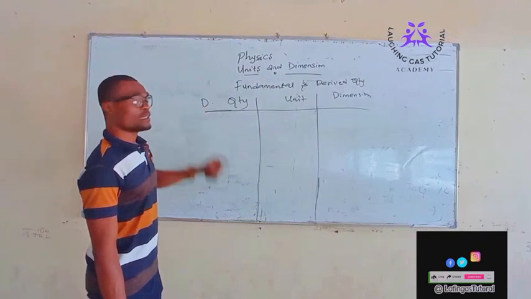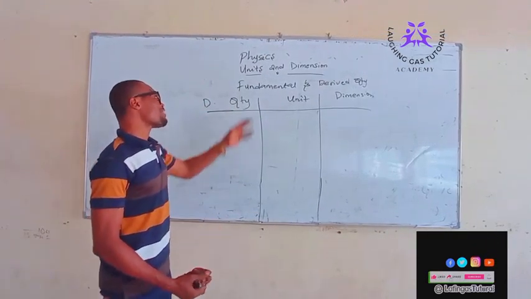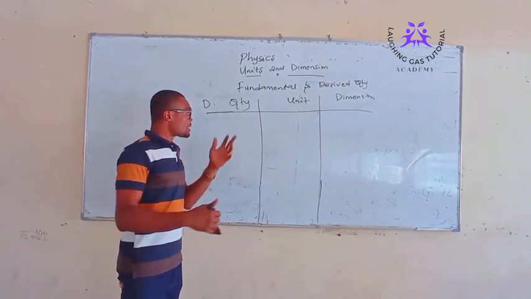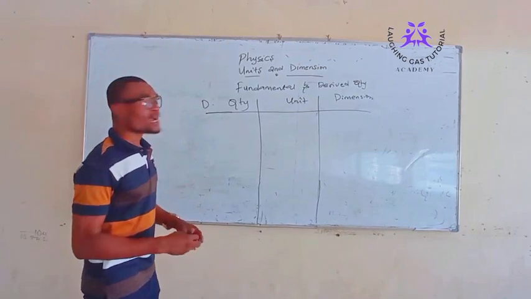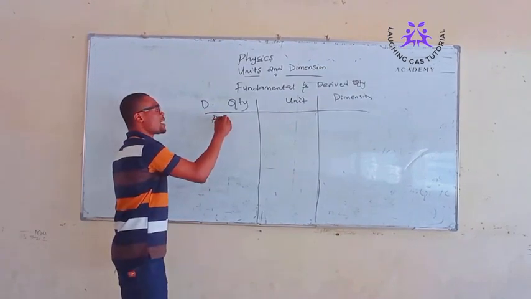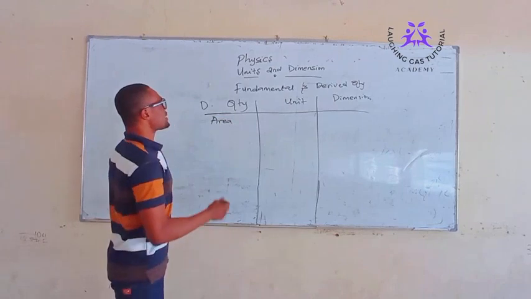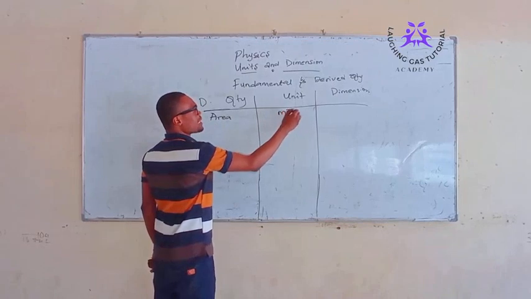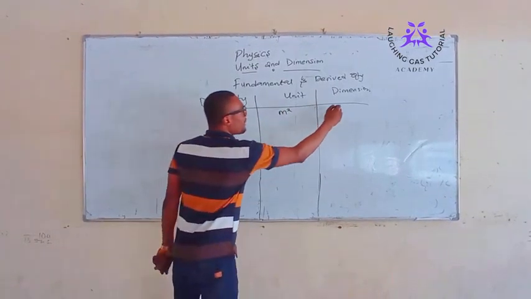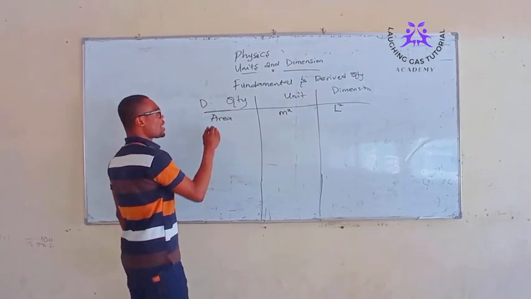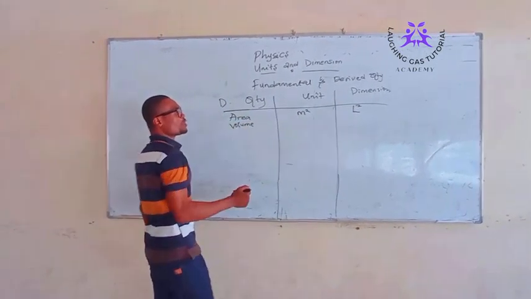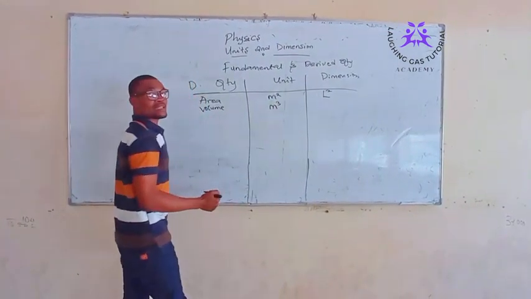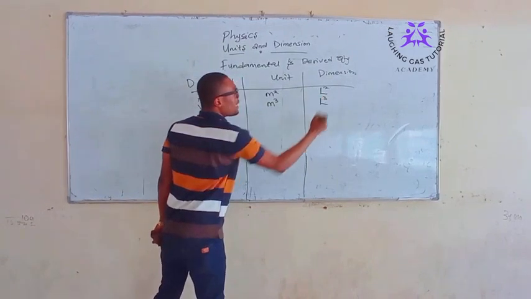Alright, so let us see derived quantities. Now, unlike fundamental quantities, derived quantities are a combination of two or more fundamental quantities, like I said in the opening remark. So, example is area. You know that area is length times breadth. So that's two lengths. Our unit is going to be meters squared because of length times breadth, and the dimension is L squared. We also have volume. Volume is length times breadth times height. That's actually three dimensions of length. That's meters cubed. The dimension is L cubed.